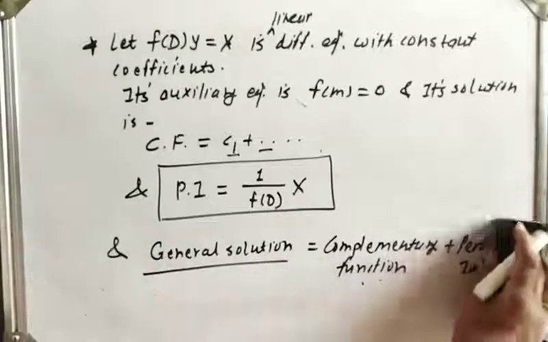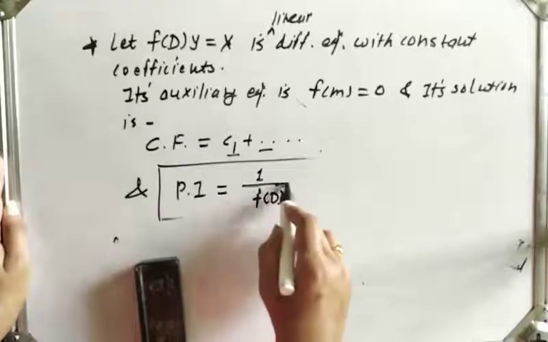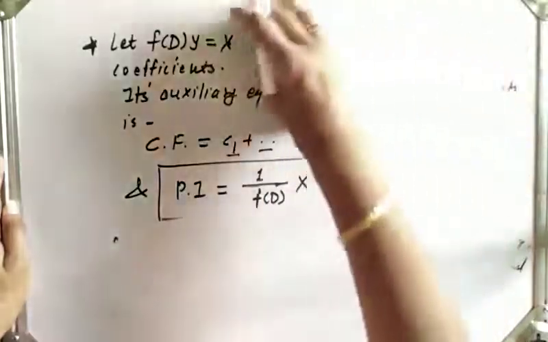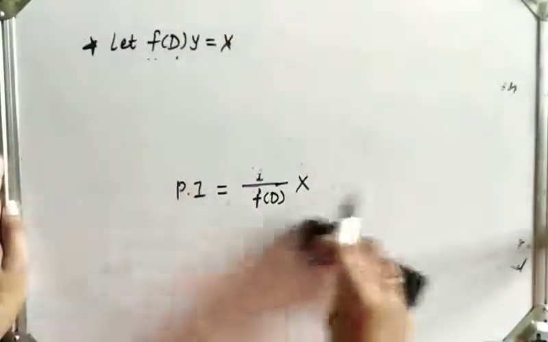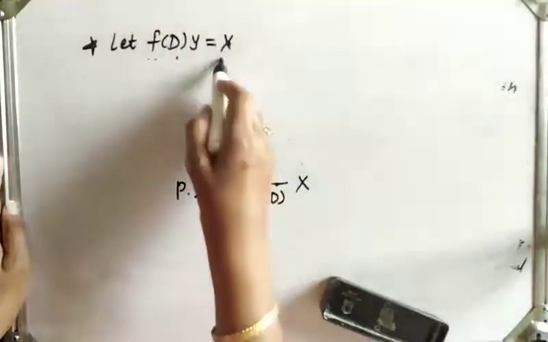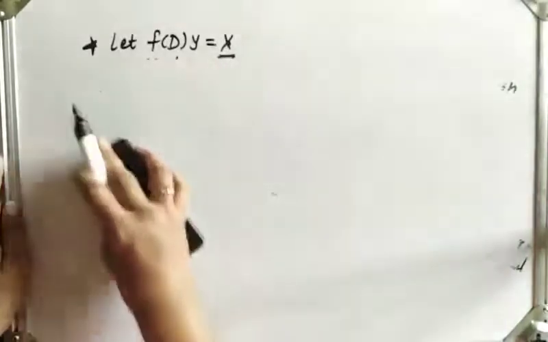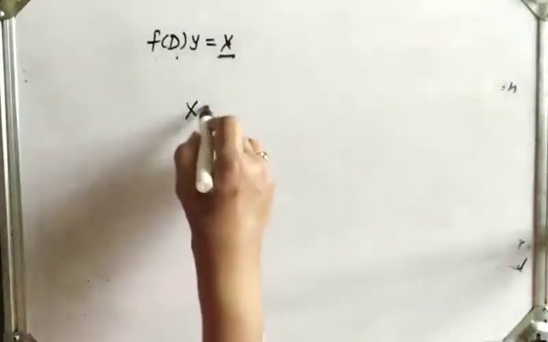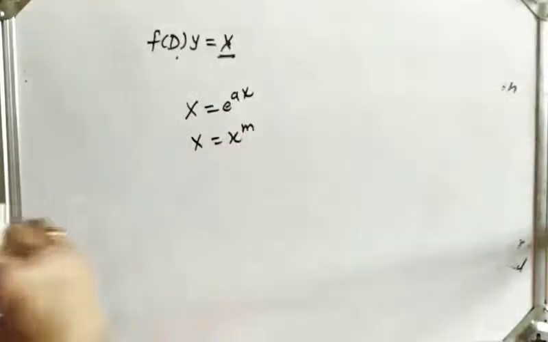After that, now this is the formula for particular integral. So particular integral is 1 upon f of D into X. Now there are methods, depending on what this X is. So we will see all the types one by one. We will see if X is equal to e raised to x, if X is equal to x raised to m, like this there are cases. So let us see the first case. That is type 1.